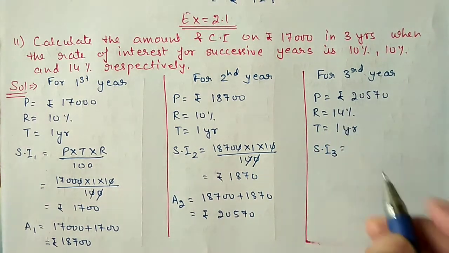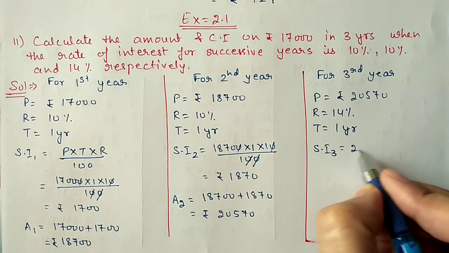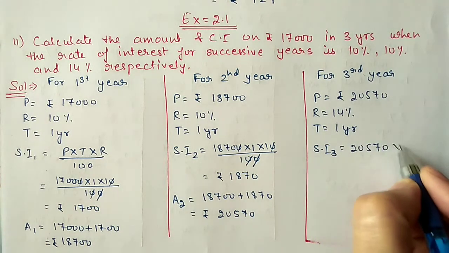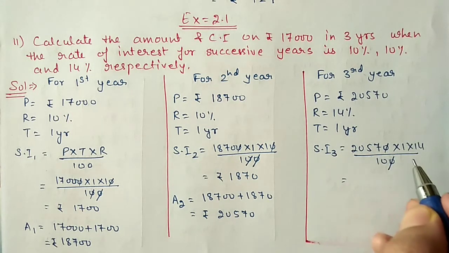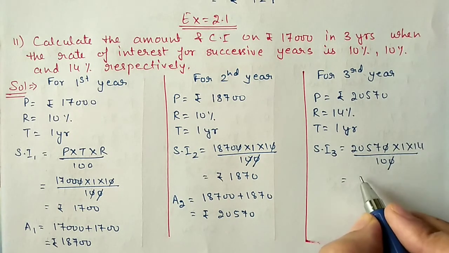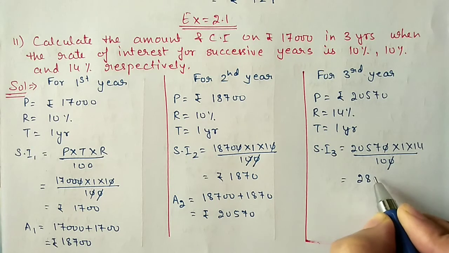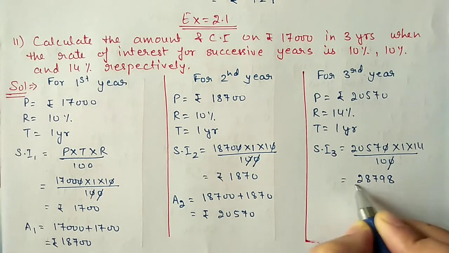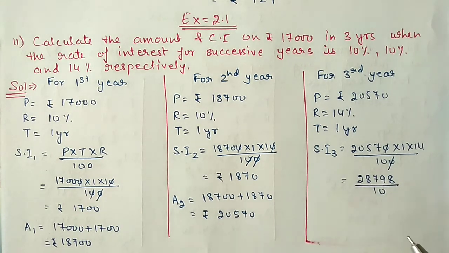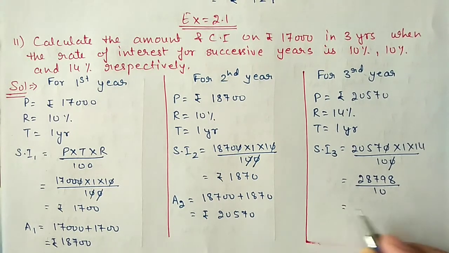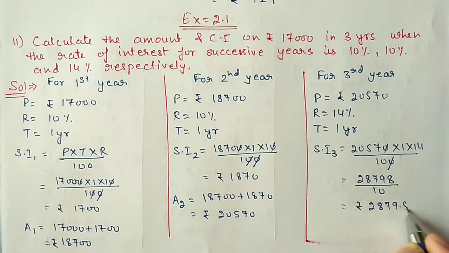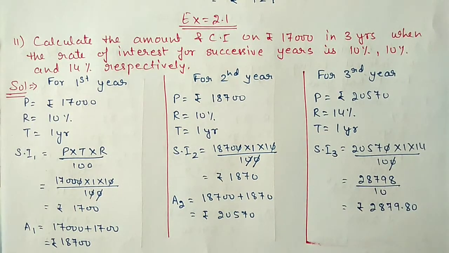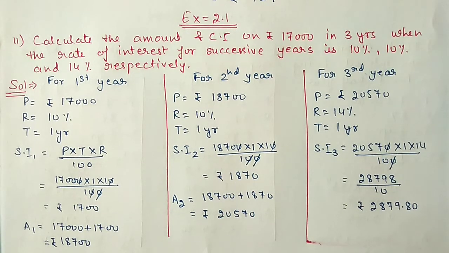Now this 20,570 will become principal for the third year. For the third year rate of interest is 14%. So 20,570 into 1 into 14 divided by 100. Only 1 zero we can cancel out here. These two numbers we have to multiply. After multiplication we will get 28798 divided by 10. Divided by 10 means 1 decimal from the right side. So this will be equal to 2879.80 paise. We represent up to 2 decimal places because we are dealing with money here.